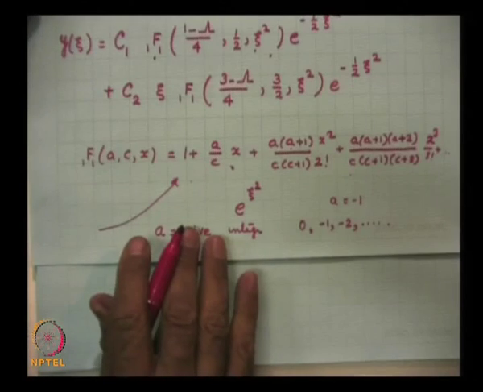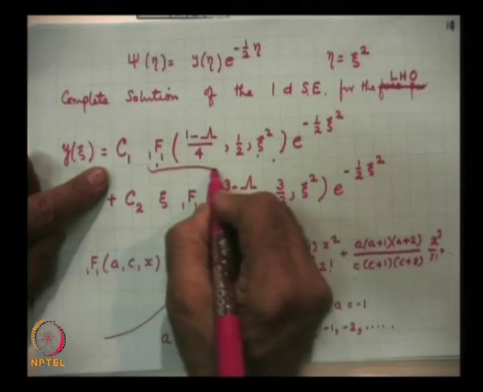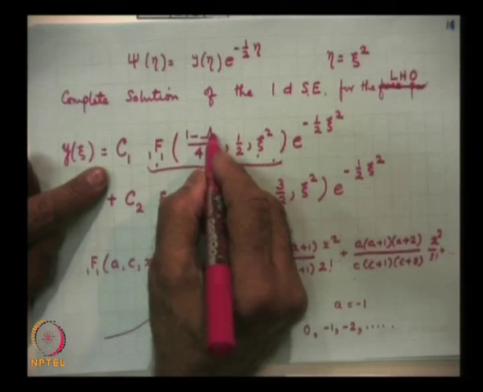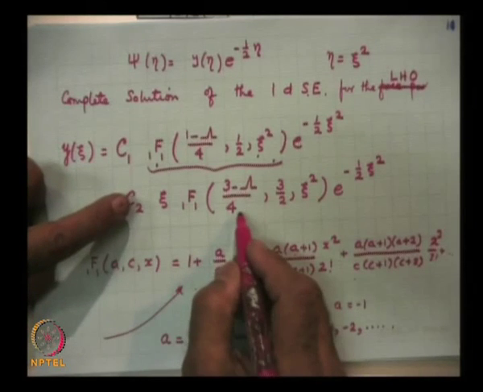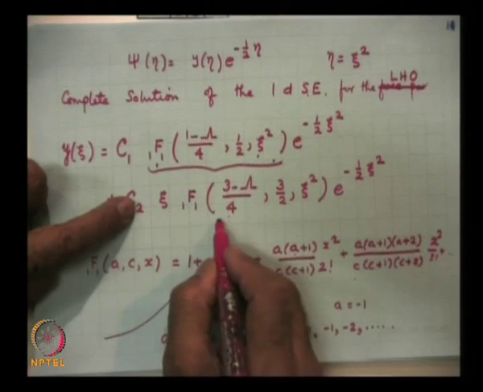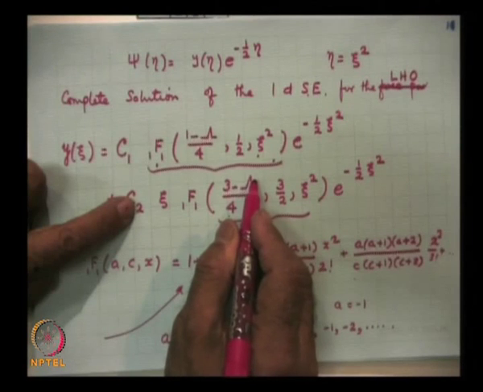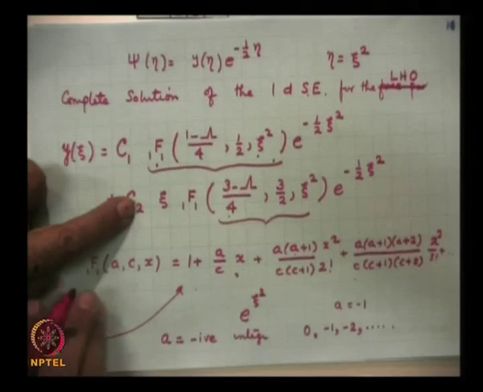So, therefore, I have these two solutions. This series will become a polynomial if 1 minus lambda by 4 is a negative integer or 0, or this series will become a polynomial if this coefficient becomes a negative integer or 0.